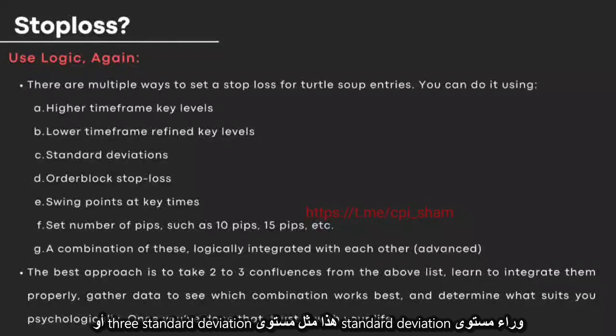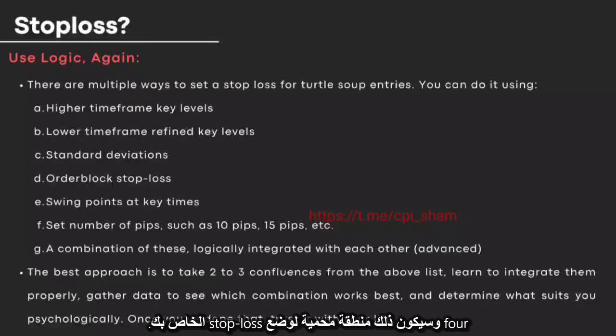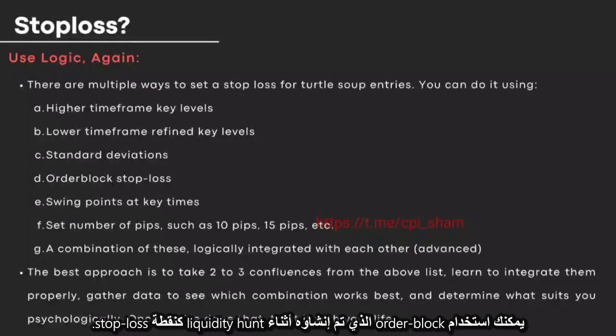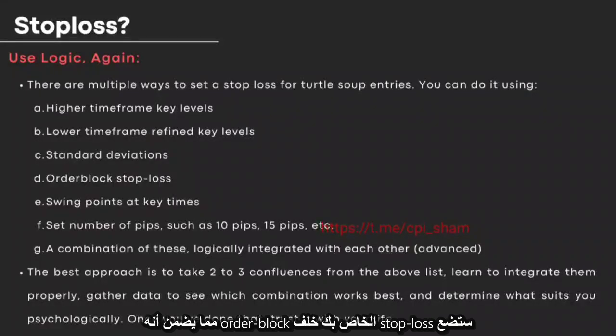Next one we've got is order block stop loss. You can use the order block created during the liquidity hunt as your stop loss anchor, right? You're going to place your stop loss beyond the order block, which is going to ensure that it's within a logical structure. Then we've got swing points formed at key times. If a protected high or low forms during a key time such as kill zone or a key macro, then it's a reliable reference for your stop loss to be placed at.